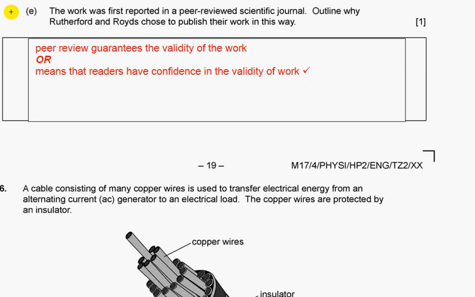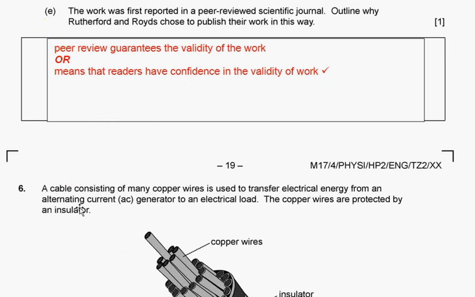The work was first reported in a peer-reviewed scientific journal. Outline why Rutherford and Royds chose to publish their work in this way. Peer review guarantees the validity of the work and means that readers have confidence in the validity of the work.